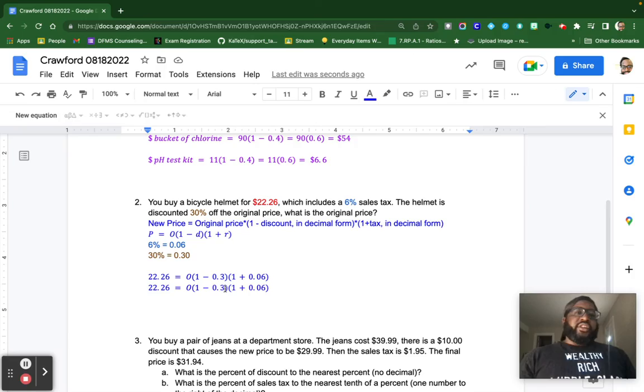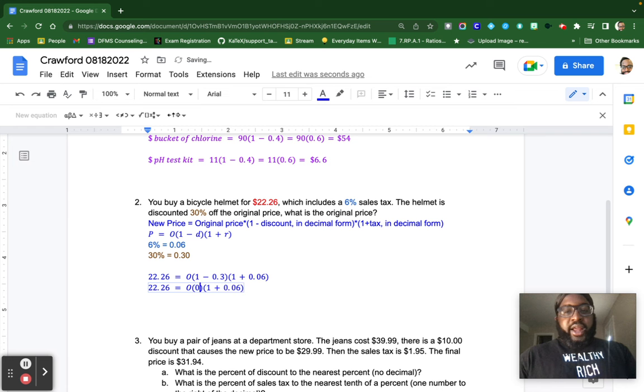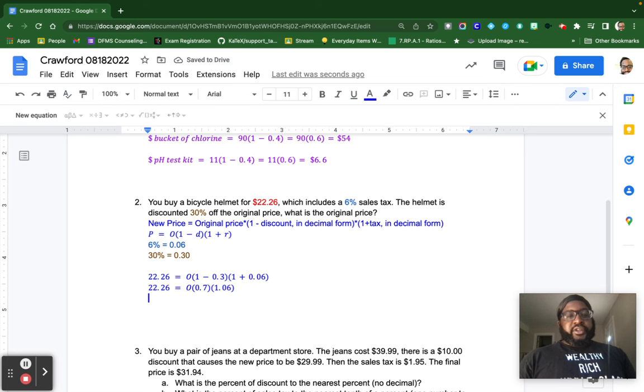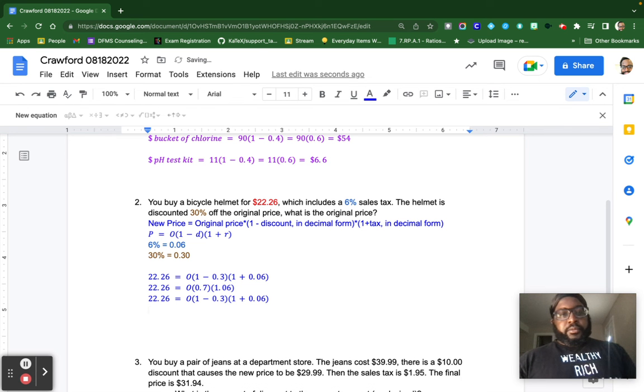Now, with this 1 minus 0.3, it's similar to 10 minus 3. 10 minus 3 is 7. Since I have this 1 minus 0.3, I'm going to have 0.7. Now, I have 1 plus 0.06. All I have to do whenever I have this situation is take out the plus sign and that extra zero, and I'm fine. And finally, I want to solve for O.